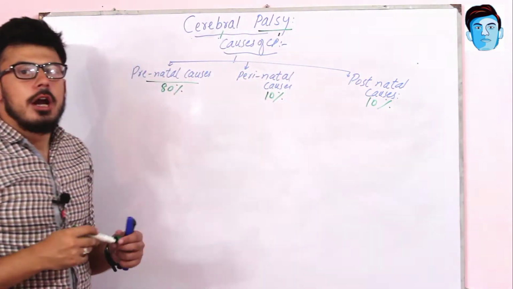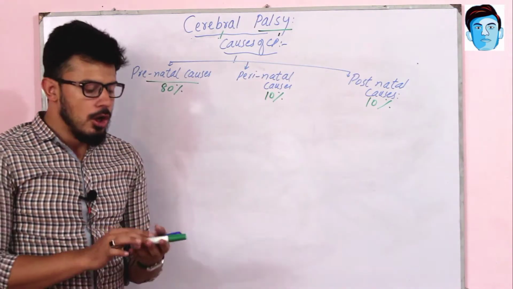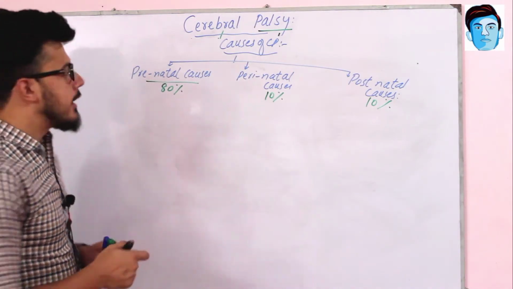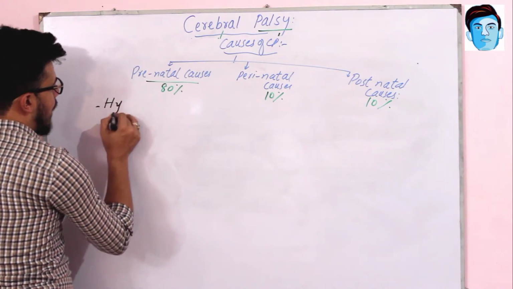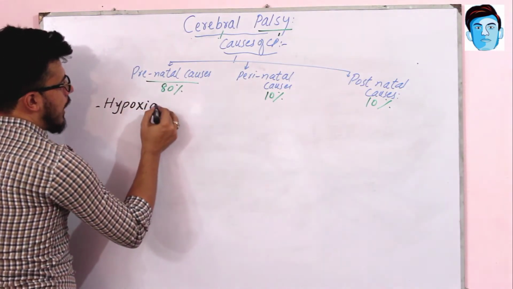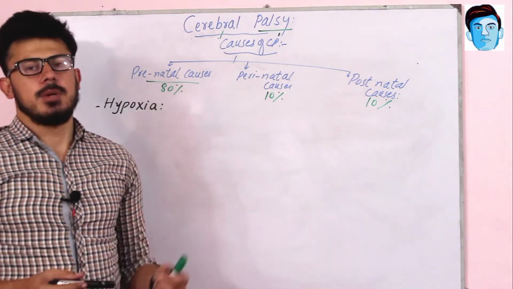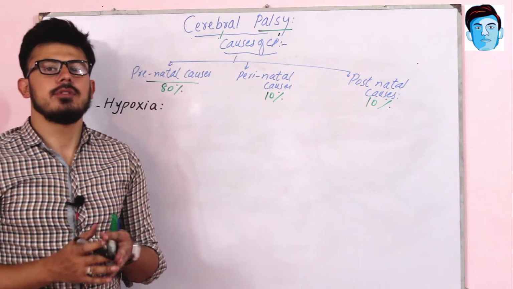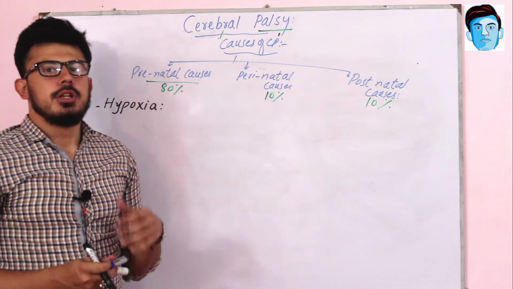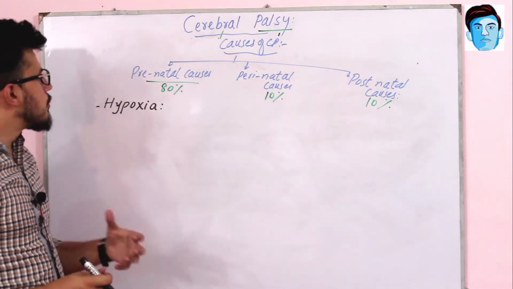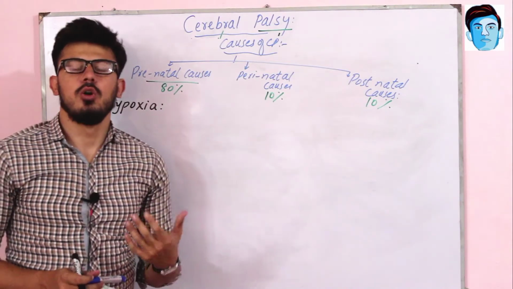Now, what is the most triggering factor behind the prenatal causes of cerebral palsy? The most common cause of that is called hypoxia. As I told you earlier, the cortical area of the brain requires maximum oxygen. So if the supply of oxygen is deficient, the cortical area is disrupted, which leads to paralysis. So the most triggering factor for cerebral palsy is low oxygen.